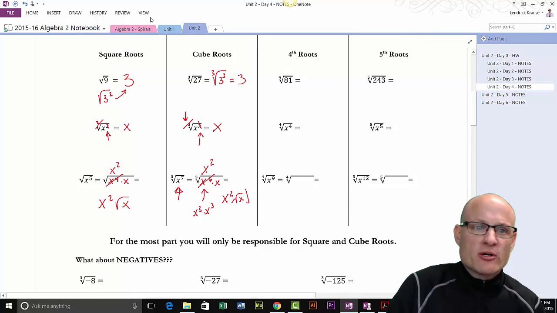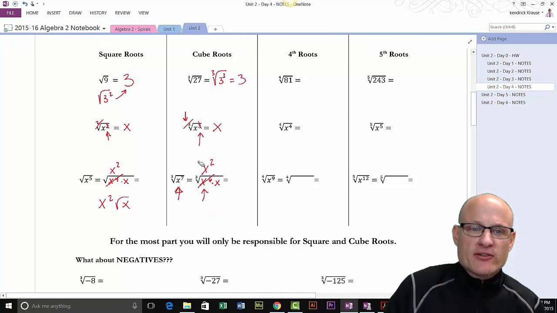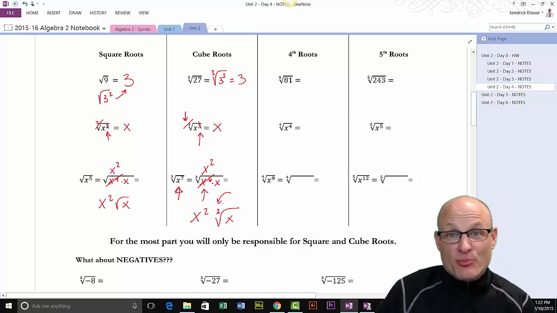I know there's not much below here, but erase that. So let me get rid of that. So in this case, the answer is x squared cube roots of x. And that's a real common mistake, forgetting to actually put the root there. Because if you forget that number, then you've got to understand it's the square root.